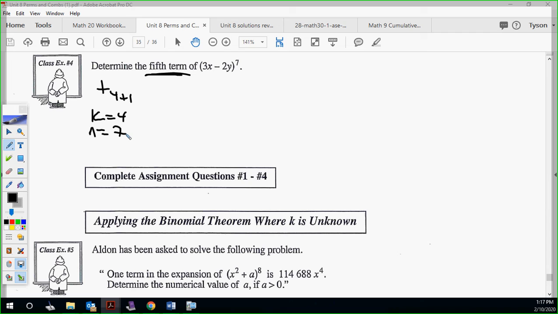My x, you call it, is 3x. Your y is negative 2y. The negative does stay with it. That is important. So we're going to find the fifth term. This is only the four pieces of information you need. If you have these four, you can use the formula. You should be good to go.